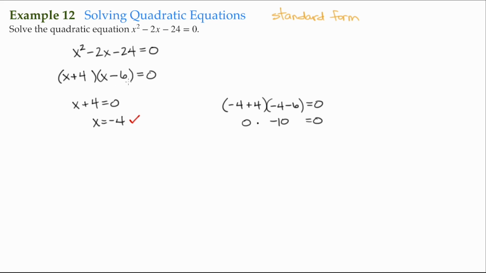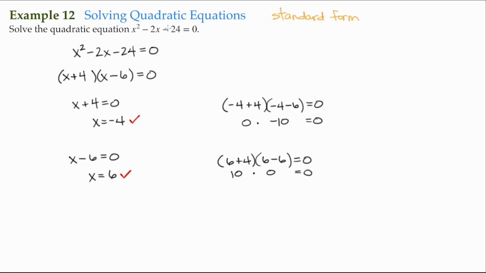But there's also another. This binomial, if this equals 0, then the whole thing is 0. So if we have x minus 6, what would make that equal to 0? Well, we simply solve for this. X would have to be 6. So if I had 6 plus 4 times 6 minus 6, does that equal 0? Yes, because 10 times 0 is equal to 0. So this is also a solution for x squared minus 2x minus 24 equals 0.